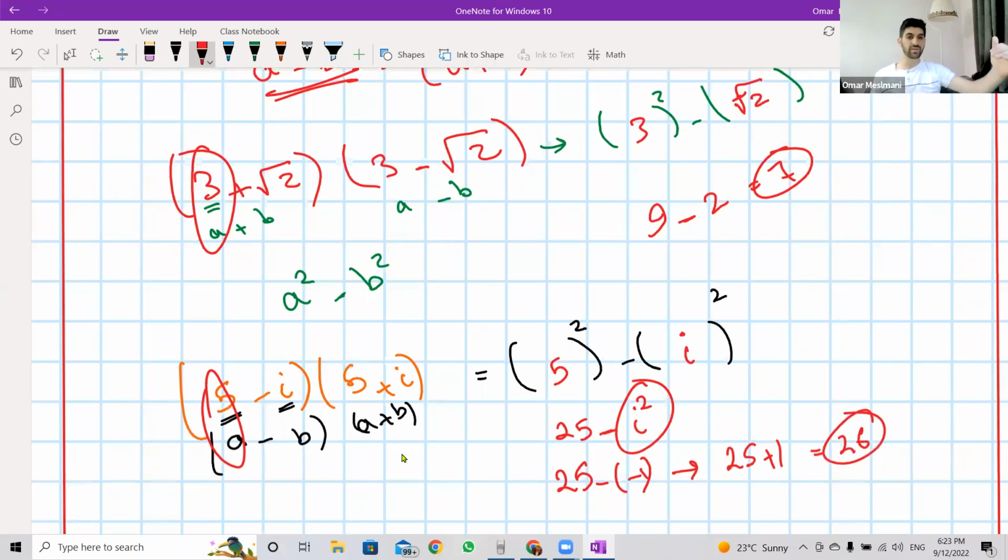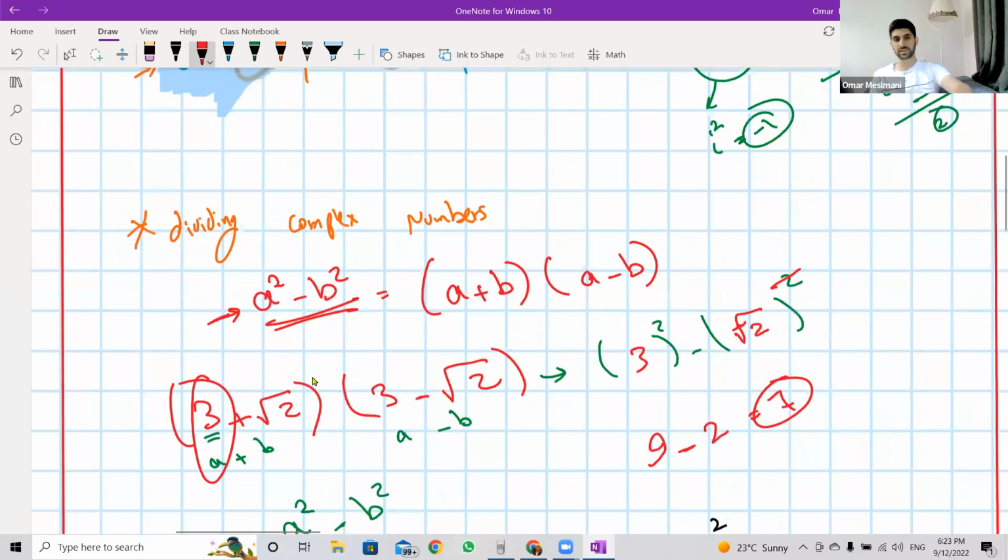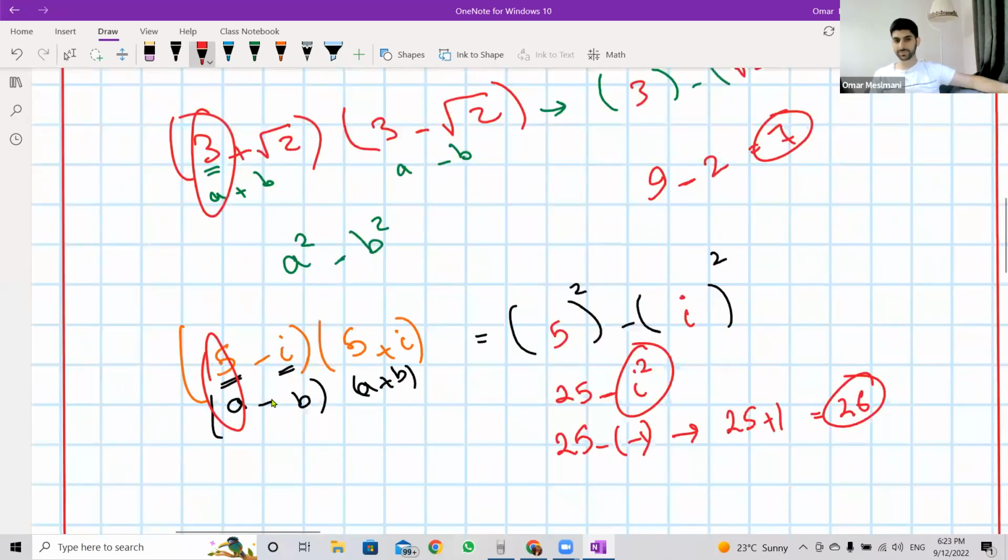Again, I didn't start with dividing. I'm just revising a rule, all right? I'm revising a rule, which is A squared minus B squared. Any problem? No, we don't have a problem. That's so nice.